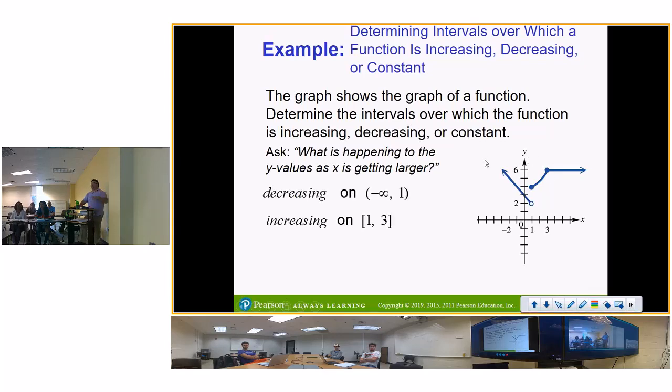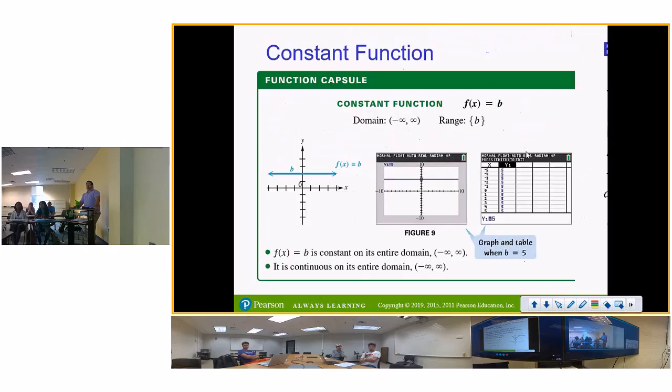Okay? See, on this one, from 1 to 3, it's increasing, and they put a bracket. And then from 3 to infinity. So in that case, you could use a bracket. That's not going to stop you from making an A on the test. I'll give you that one. Mess up on that one. Okay? Constant function, we already talked about that.